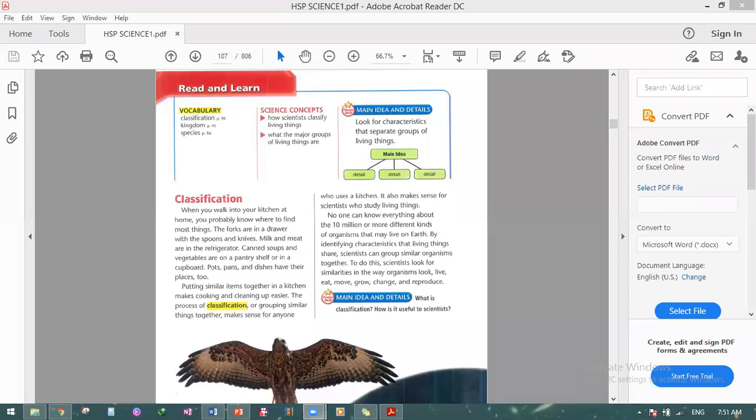Can you guys see my screen now? It's loading. Yes. Yes. Okay, alhamdulillah. So we'll continue chapter 2, okay?